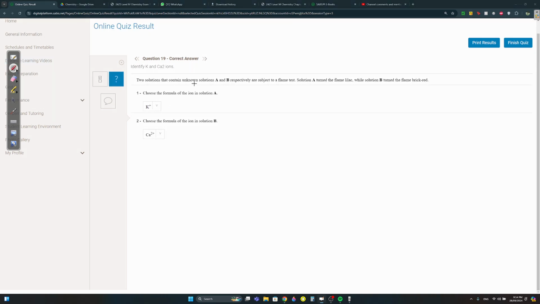19. Two solutions that contain unknowns A and B respectively are subjected to a flame test. A was lilac, meaning K+, potassium. B was brick red. Brick red means calcium. That's it. Okay, question 20.